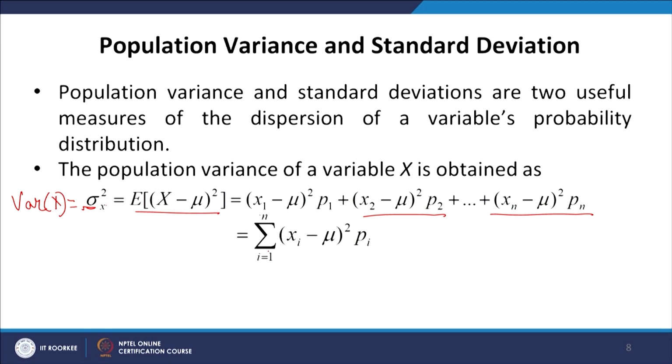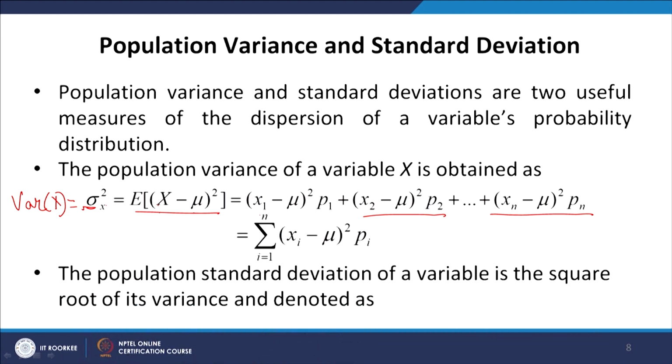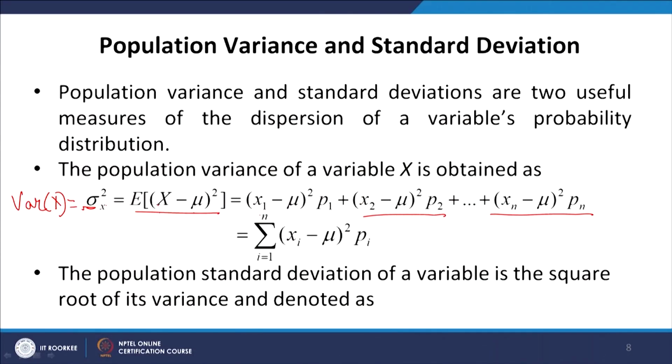Just to recap, mu is the population mean of the variable x here. So, this is how population variance is calculated, and the population standard deviation of a variable is the square root of its variance and is denoted as sigma x. So, the square root of sigma square x gives us the population standard deviation, which is sigma x.